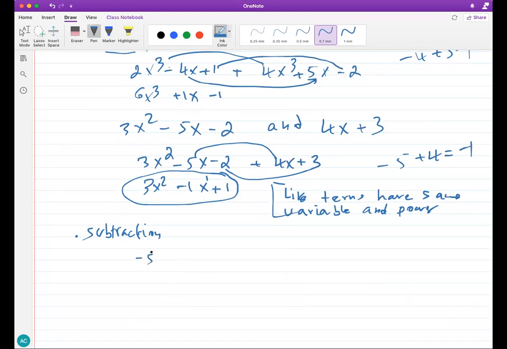So let's see: negative 5x plus 3, and let's say subtract. So subtract this from 2x minus 1.